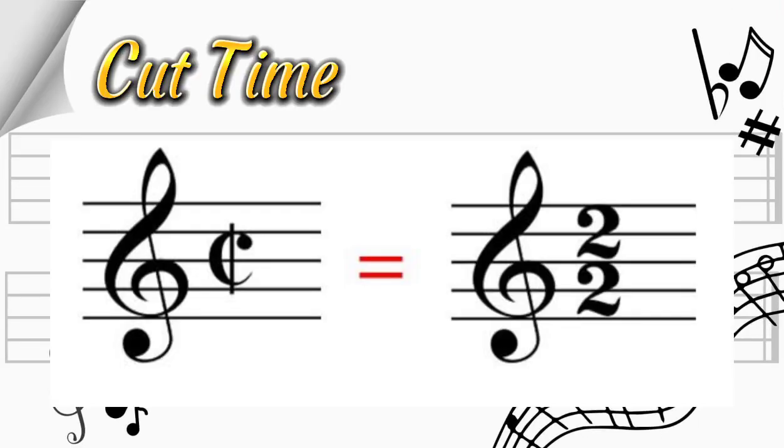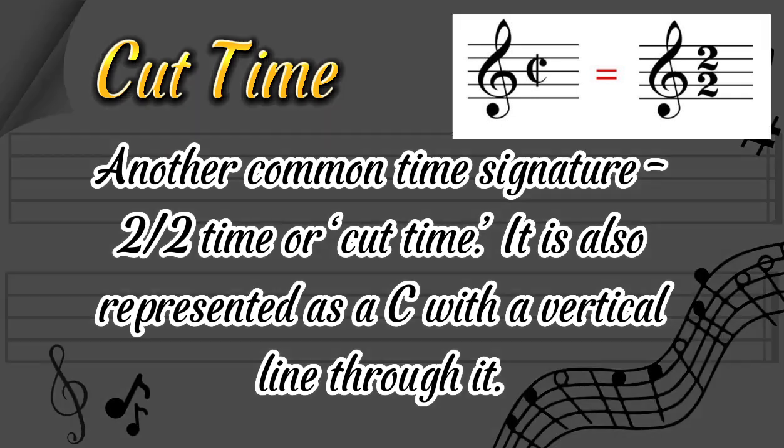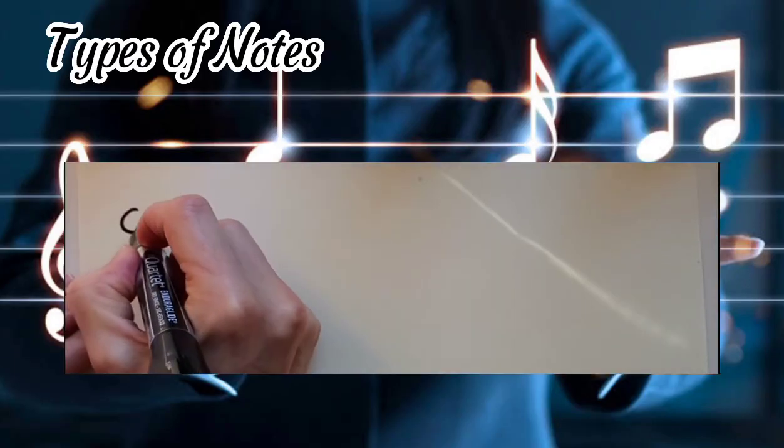Cut time is another common time signature, 2/2 time or cut time. It is also represented as a C with a vertical line through it. Fourth is notes. A note is placed in a certain location on the staff to indicate which note it is. However, you can also tell how long to play that note based on the way it looks. There are 7 types of notes.